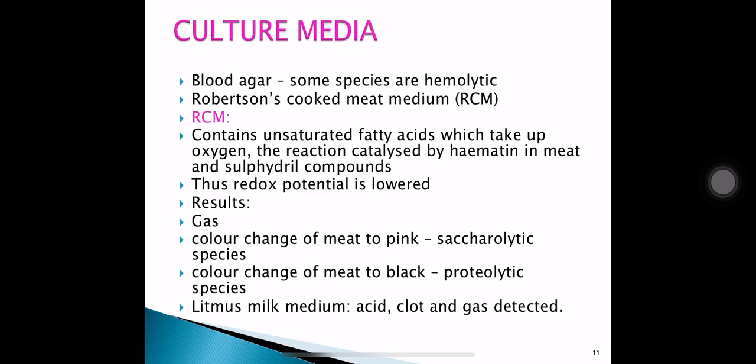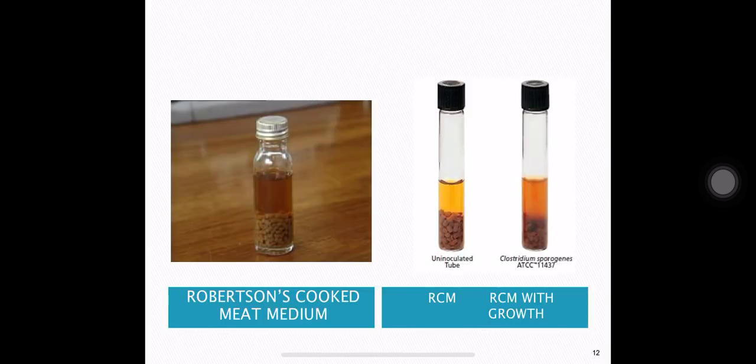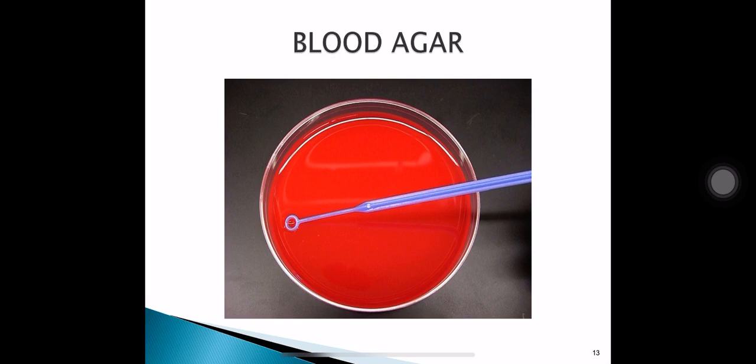There is another medium known as litmus milk medium, in which acid, clot, and gas are detected. Here the photograph shows Robertson's cooked meat medium. The color of the meat will change to black or red depending upon the species. This is a photograph of blood agar, which is also commonly used for growing Clostridia.